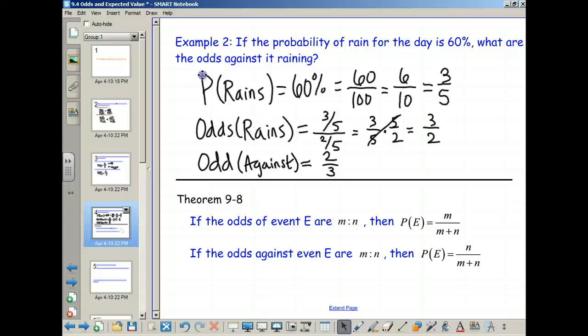3 over 3 plus 2, 3 over 3 plus 5, which would be 3 out of 8, or 5 out of 8, depending on which one you're looking at. And then the odds against this would be n, the number of ways that it doesn't happen, over the ways m plus n for that to be happening.